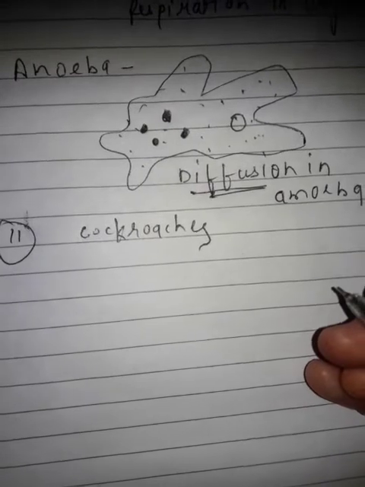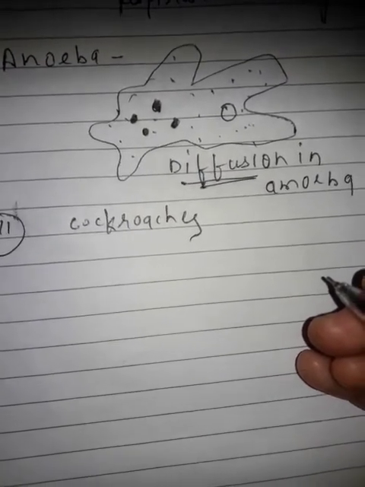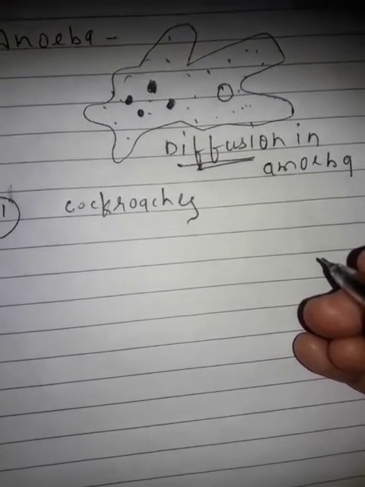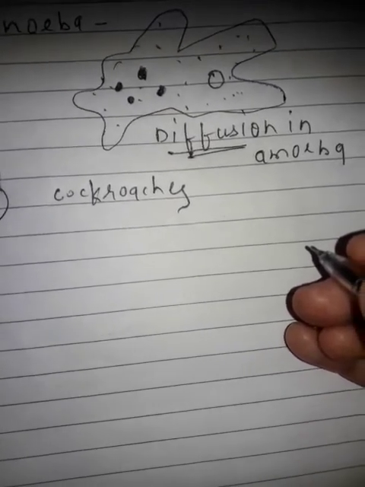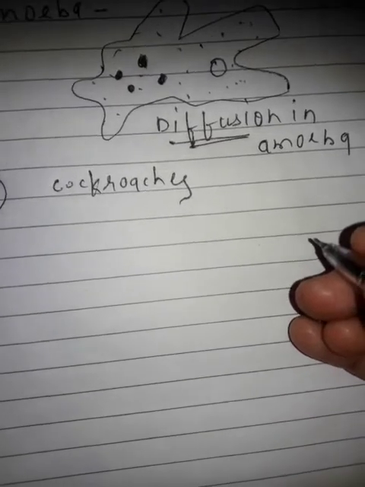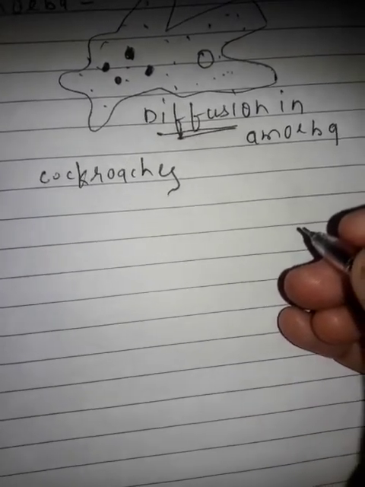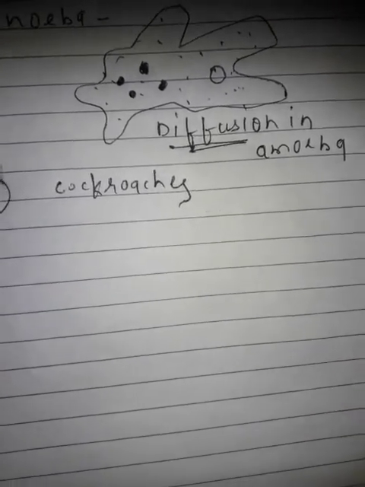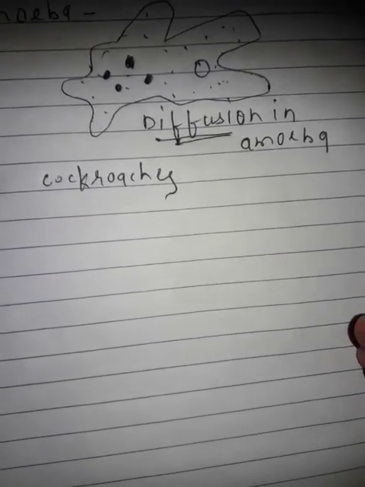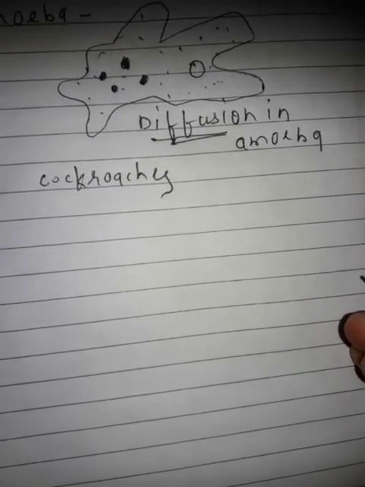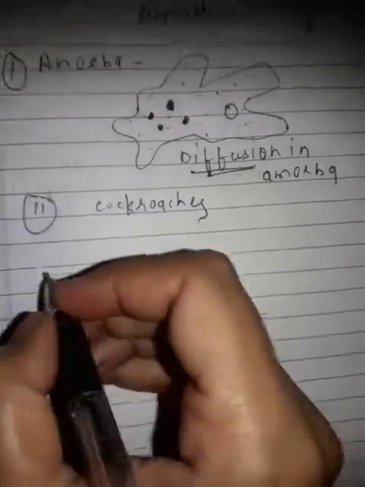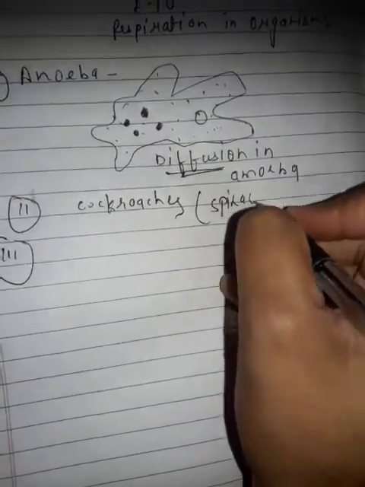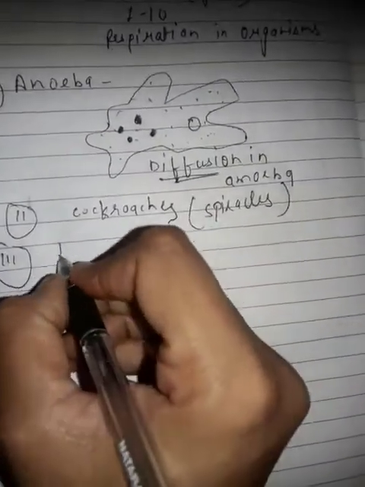are connected internally with a network of branched air tubes, the trachea, and their branched tracheoles. Oxygen-rich air enters through the spiracles into the tracheal tubes and diffuses into the body tissue, reaching every cell of the body. Similarly, carbon dioxide from the cells goes into the tracheal tubes and moves out through the spiracles. And the next one is the fish.